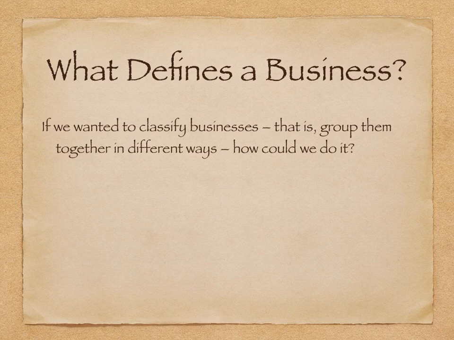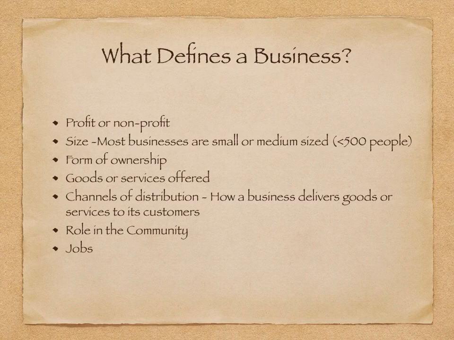There are many ways to describe or classify a business, depending on characteristics such as the purpose of the business, its size, its structure, and the role it plays in the community. In this class, we will be exploring the 7 ways in which businesses can be characterized. They are profit or nonprofit, size, its form of ownership, the goods or services that are offered, its channels of distribution, its role in the community, and the types of jobs it provides. We will be looking at these in detail in the upcoming slides.